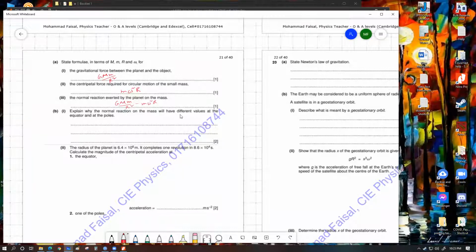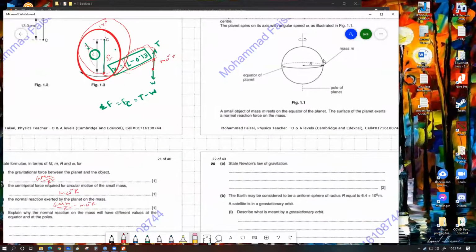এখন এখানে একটা জিনিস যেটা বলছে ওরা ম্যাথে যে explain why the normal reaction force on the mass will have different values at equator and at the poles। এটা কারণ হচ্ছে আমরা যখন পোলে চলে যাব তখন প্র্যাকটিক্যালি এই r টা হয়ে যাবে 0, because when the farther we go up, the smaller the radius of orbit will become for the mass on the surface.